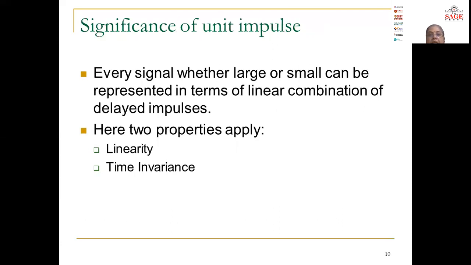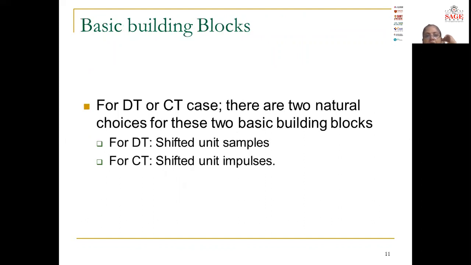Now, what is the significance of the unit impulse? Every signal, whether large or small, can be represented in terms of linear combinations of delayed impulses. So the main properties which can be applied on the system are linearity and time invariance. For the discrete time or the continuous time cases, there are two natural choices for these basic building blocks. For discrete time, we take shifted unit samples, and for continuous time we take shifted unit impulses.